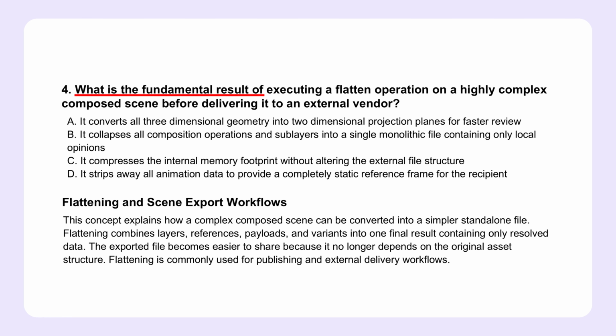What is the fundamental result of executing a flatten operation on a highly complex composed scene before delivering it to an external vendor? Okay, let's look at the options. Option A is it converts all 3-dimensional geometry into 2-dimensional projection planes for faster review. Option B, it collapses all composition operations and sublayers into a single monolithic file containing only local opinions. Right. Option C, it compresses the internal memory footprint without altering the external file structure. And option D, it strips away all animation data to provide a completely static reference frame for the recipient.